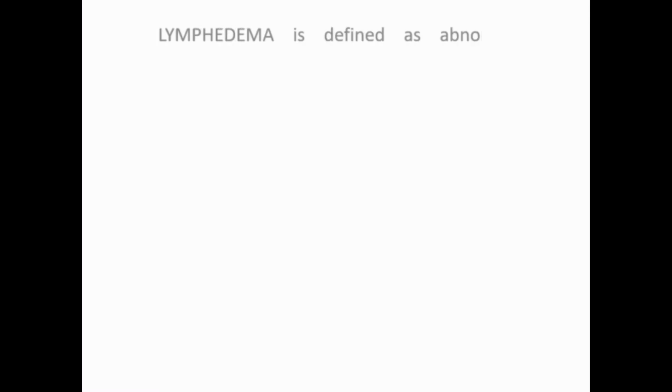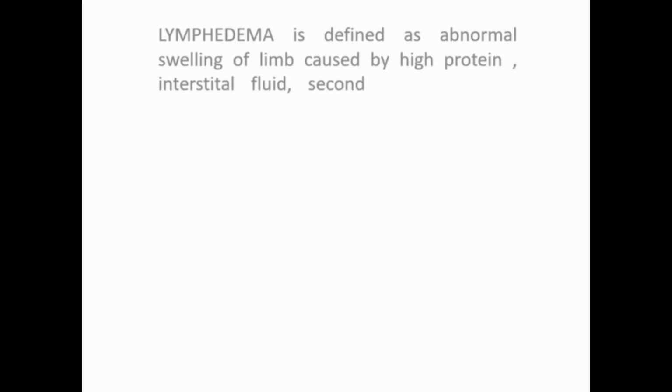Lymphedema is defined as abnormal swelling of lymph caused by high protein interstitial fluid secondary to abnormal lymphatic drainage. So, it has normal capillary infiltration, but only the fluid is not draining. So, let's see how it happens.